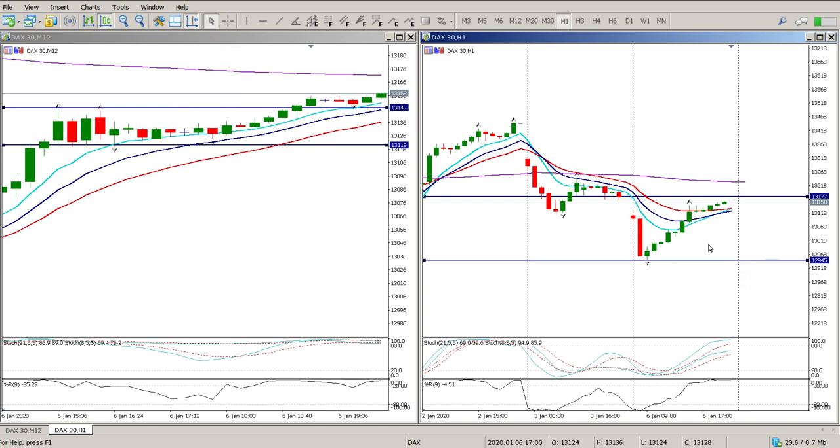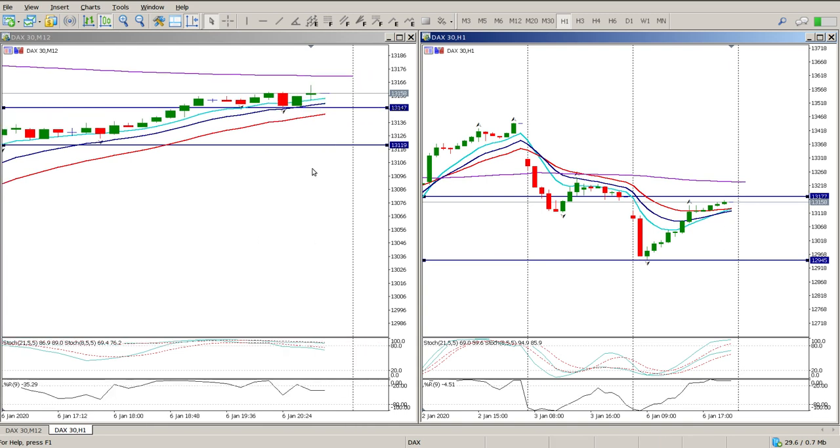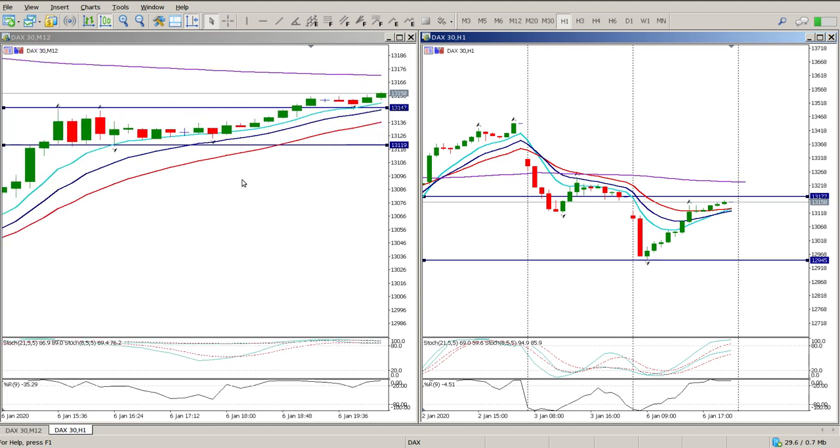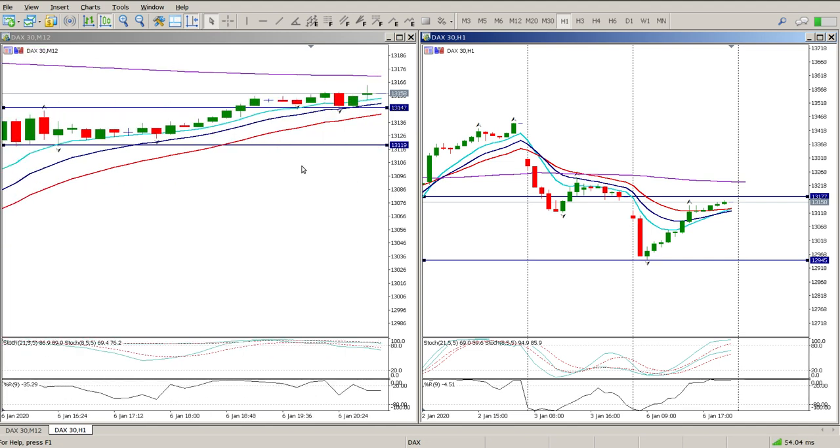Okay, and then I'd feel more comfortable with a double bottom here for another entry long. Okay, but this could be the start of a reversal. Anything's possible at the moment. Okay, so for me at the moment, I'm looking for longs to the top of the range. But you just need to be very cautious.